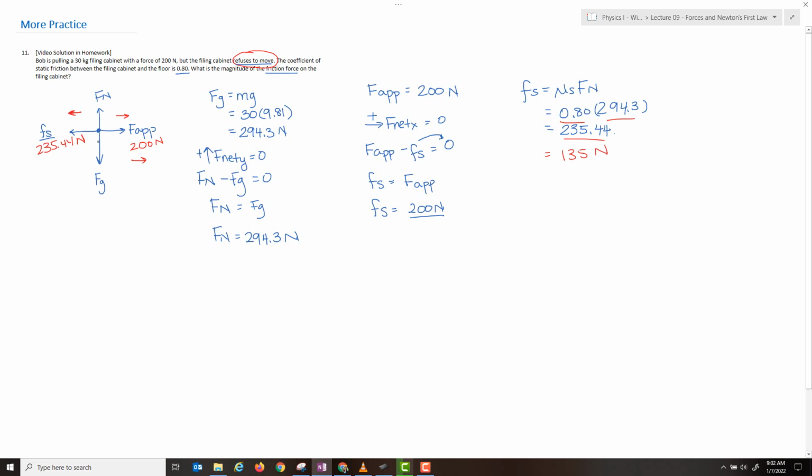All right, so this answer over here, force of static friction being 235.44, that would be a common mistake that a lot of people would make. That is not correct. The correct answer is that the force of static friction is 200 newtons. All right, so I'm just going to cross it out so that you can see that is not correct.